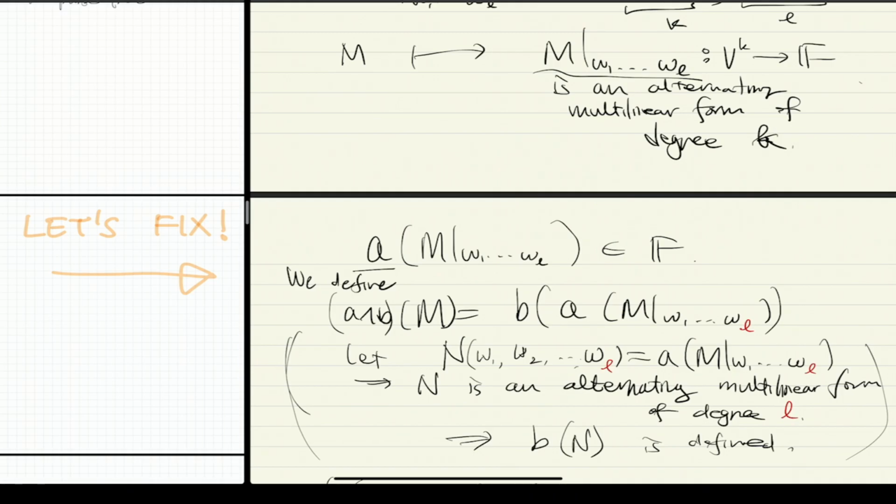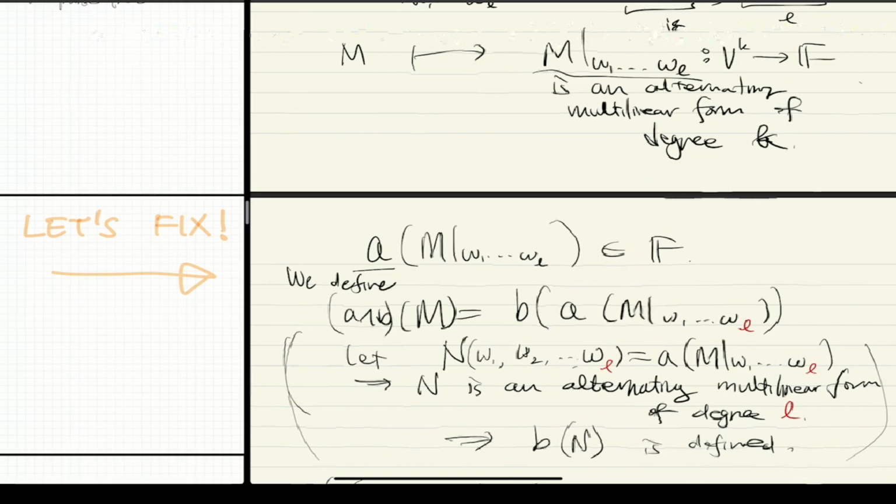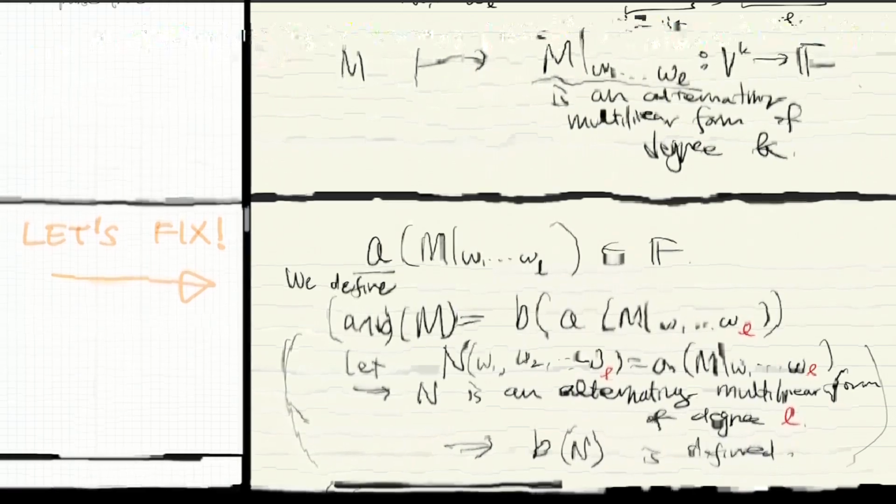There was a typo in the previous video, so these numbers should be L instead of K, right? If I write this notation, that's a multilinear polynomial, no, alternating multilinear form of degree K, right? So this is the correct form.